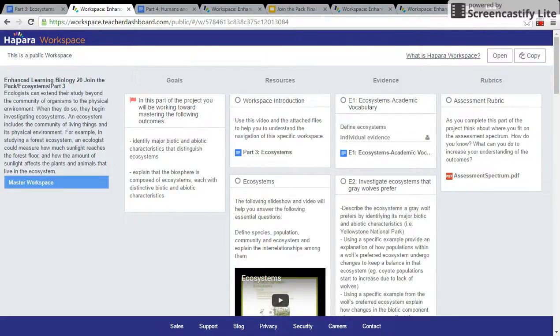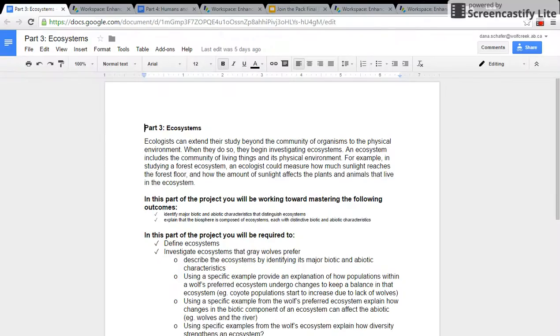Welcome to the third workspace for Join the Pack Biology 20, Part 3 Ecosystems. This part of the project is going to have you looking at characteristics that distinguish ecosystems, aquatic versus terrestrial, and then what are some distinctive biotic and abiotic characteristics, so living and non-living features that make ecosystems different from each other. Remember, there's that part of the project, part 3.